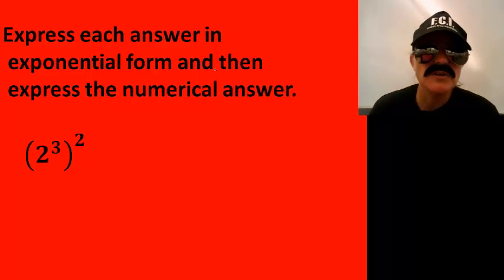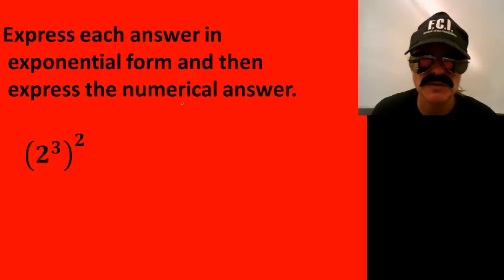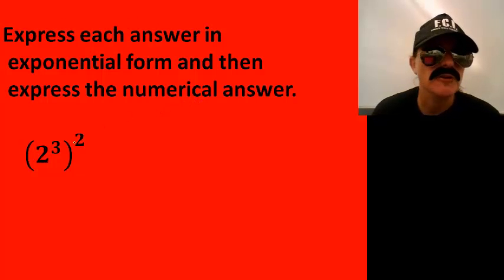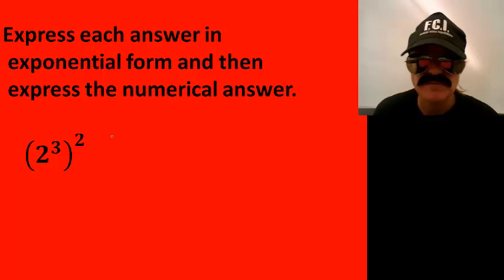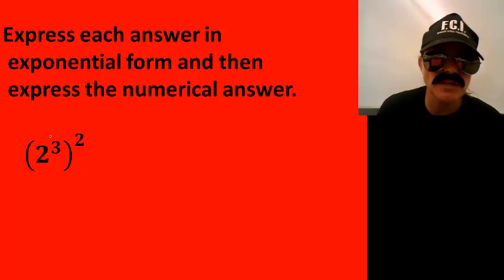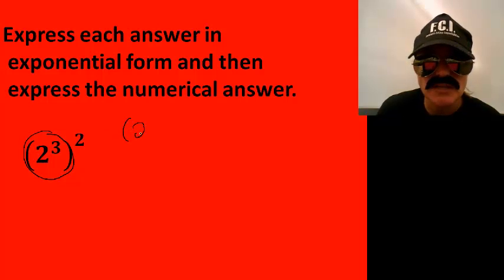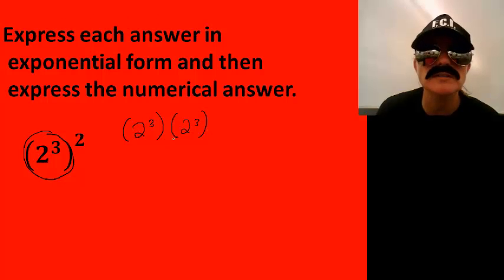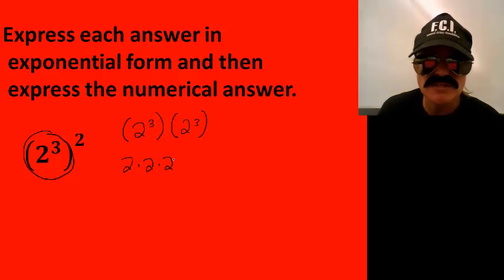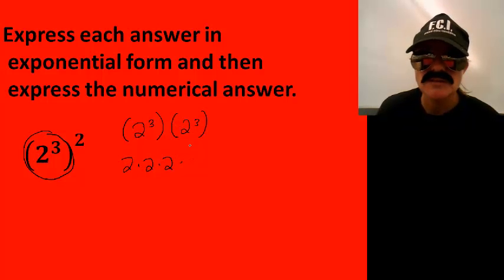The last type we're going to talk about is power to a power. Okay? So for a power to a power, you have 2 to the 3rd, to the 2nd. So what this is saying is I'm taking this whole thing twice. So I'm taking this and I'm doing it again. I'm taking it twice. And then 2 to the 3rd looks like this. This is multiplying.